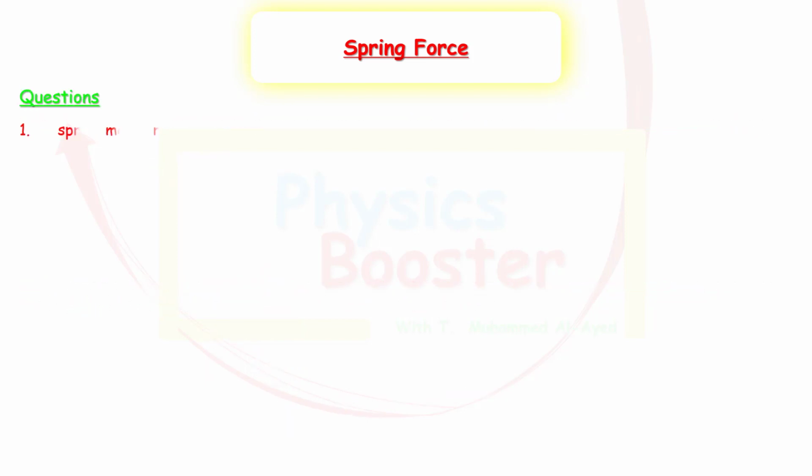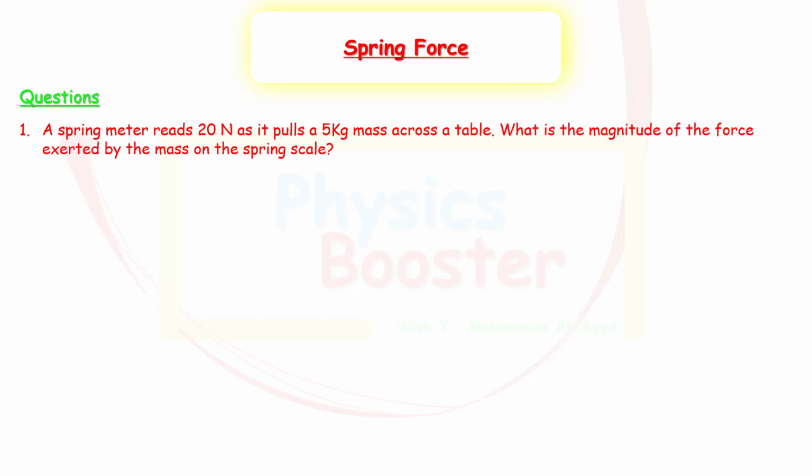Let's look at this next question. It says here that a spring meter reads 20 newtons as it pulls a 5 kilogram mass across the table. So let's look at this. This is the spring we have. And it has a reading saying that it's being pulled by a force equal to 20 newtons, and it has a mass right here that's equal to 5 kilograms, on a table. What is the force exerted by the mass on the spring?